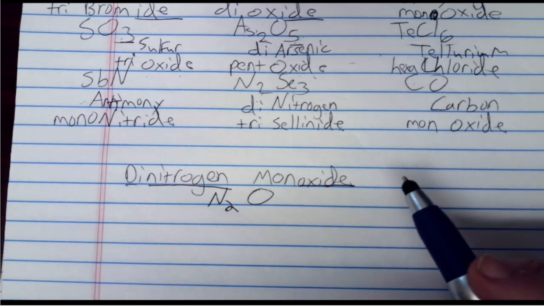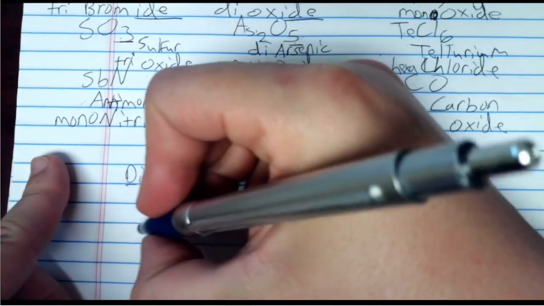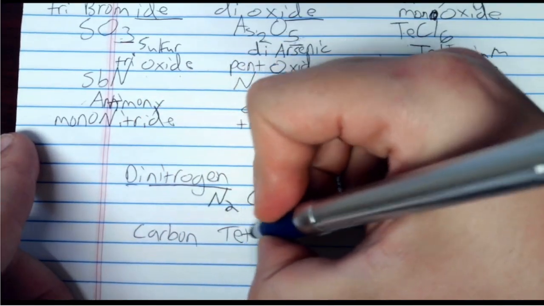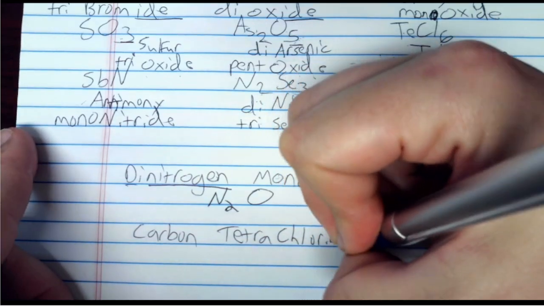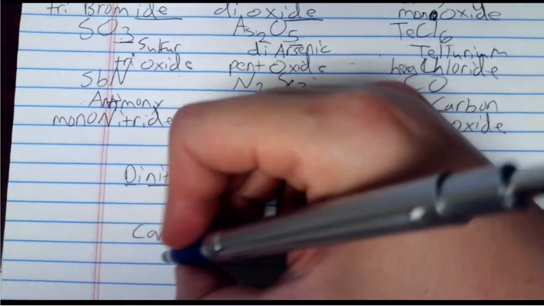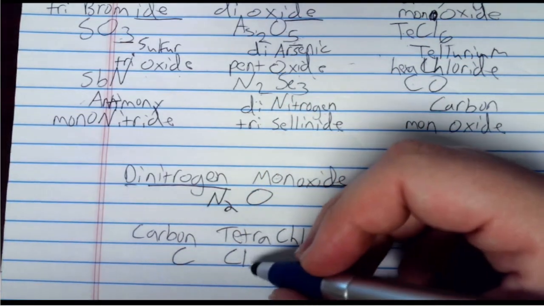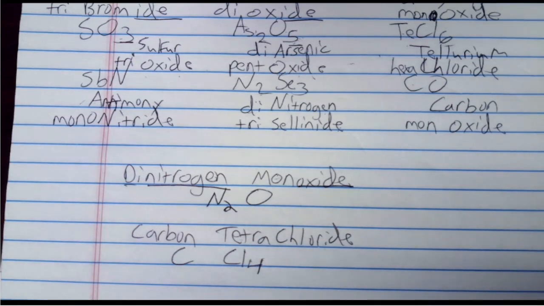If I had, let's think of one more. How about carbon tetrachloride? Well, we have carbon, we have chlorine, and tetra means 4, so carbon tetrachloride is CCl4.